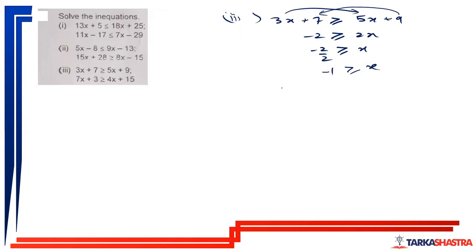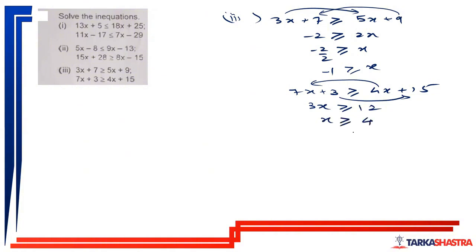Next thing which we have is 7x plus 3 greater than or equal to 4x plus 15. So 4x, if it goes here, it will be 3x, and 3 if it comes here, this is 12. So x is greater than or equal to 4.